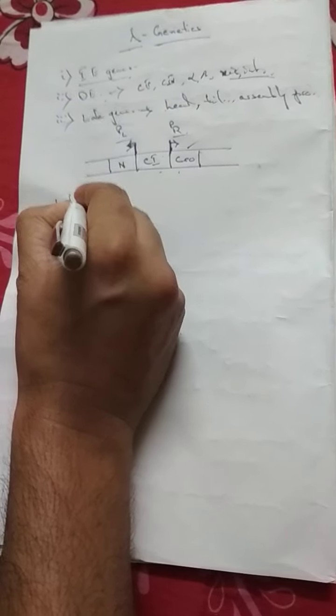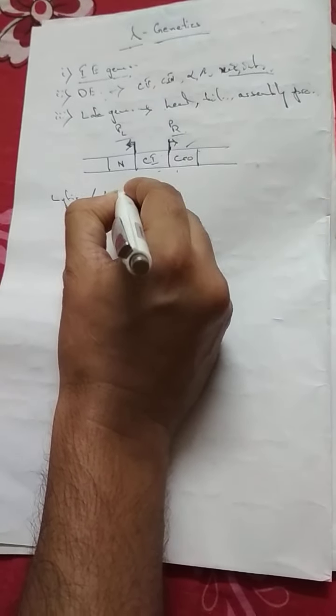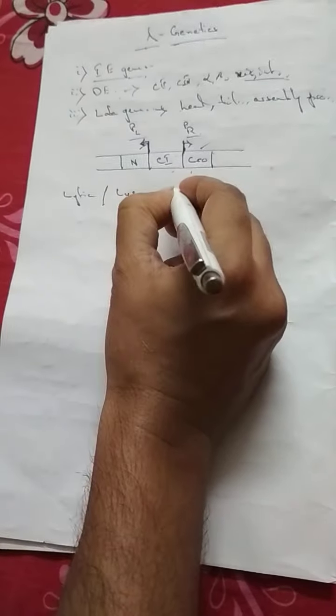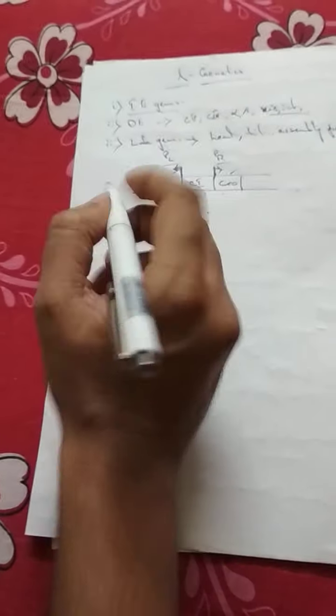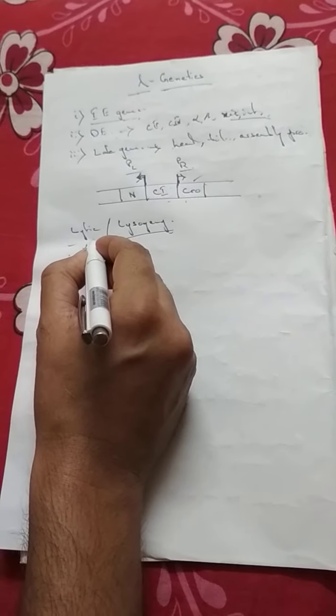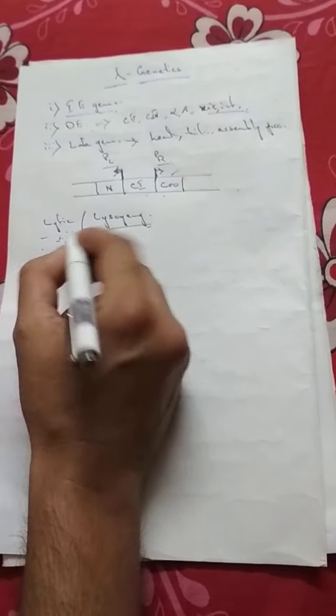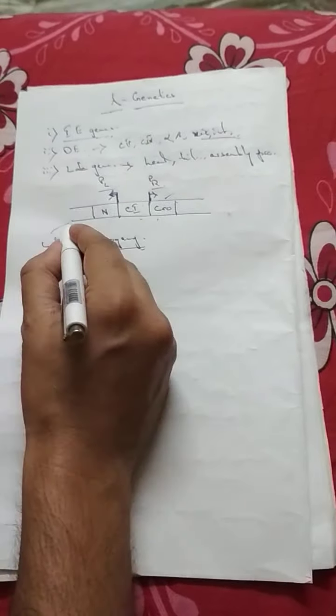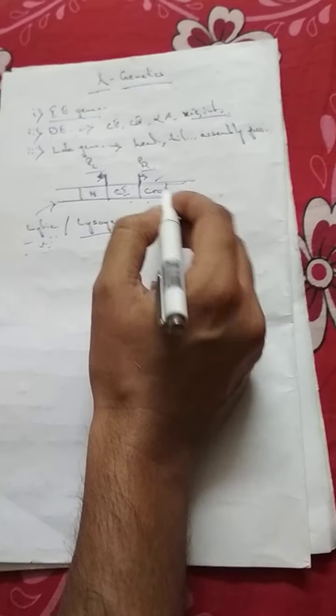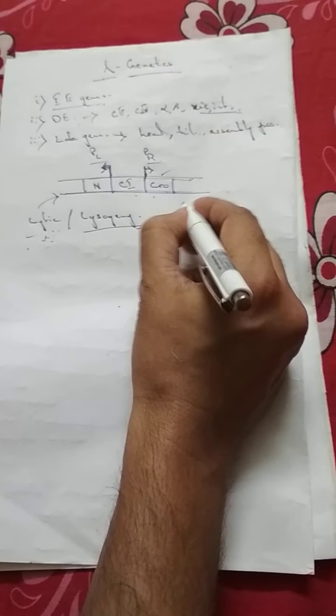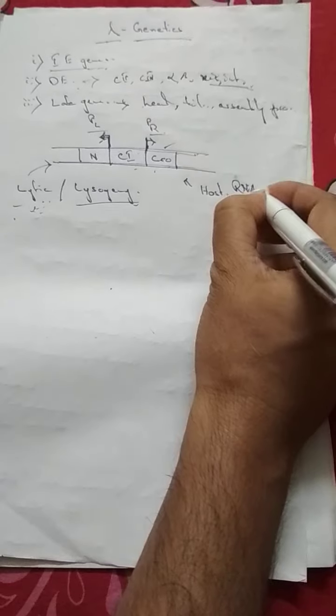So lambda mostly goes through either the lytic cycle or the lysogeny cycle. If we know about the lytic cycle first, what happens? The phage DNA enters the host cell. Then this genetic material serves as a template for transcription by the host RNA polymerase. So this is very important: they are utilizing the host RNA polymerase to start their transcription.